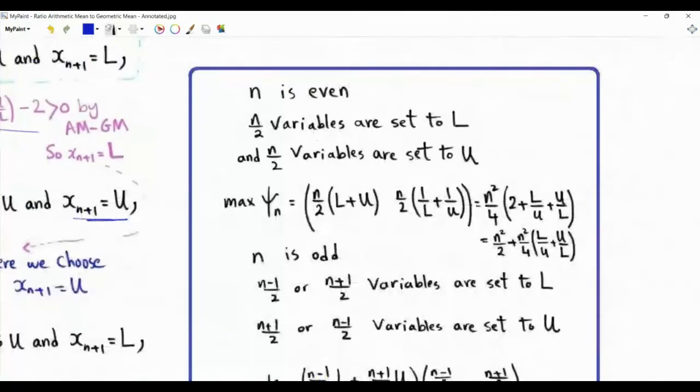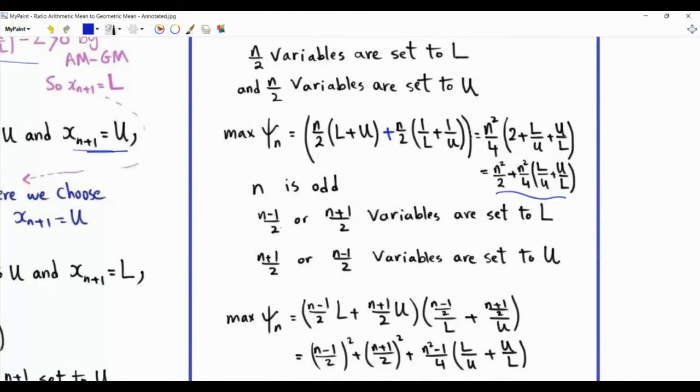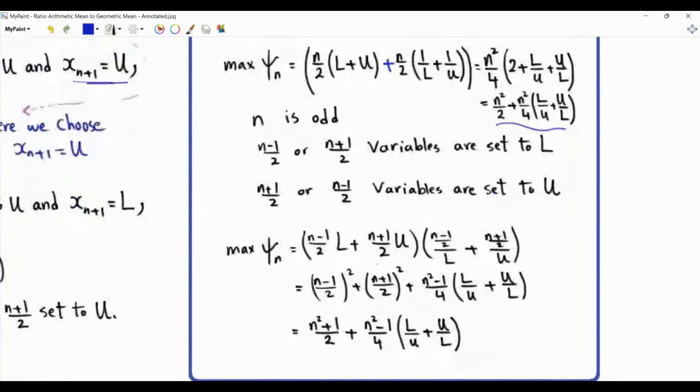So this is the summary. If n is even, n/2 variables are set to L, n/2 variables are set to u, and we can get the value of the objective function, and it is equal to this. If n is odd, then (n-1)/2 variables are set to L, and in that case, (n+1)/2 variables are set to u, or vice versa. Again, we can compute the sum and the sum of the reciprocals, and this will be the maximum value of psi_n.